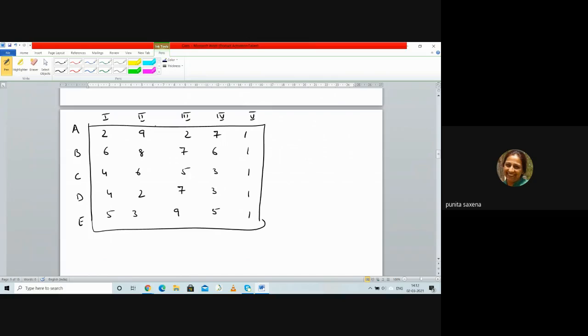So the very first thing we were to check was whether the number of rows is equal to the number of columns. So there is no need to add a dummy row or a dummy column, right? So we move to the next step. What is the next step? We find the smallest element in each row, right? In the first row, what is the smallest element? 1. So we have to subtract 1 from each element of the first row.